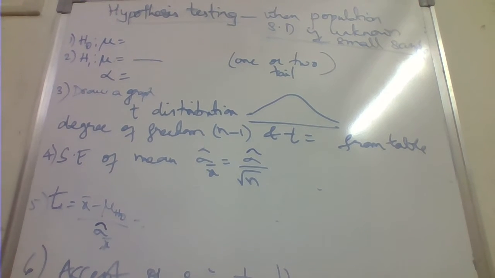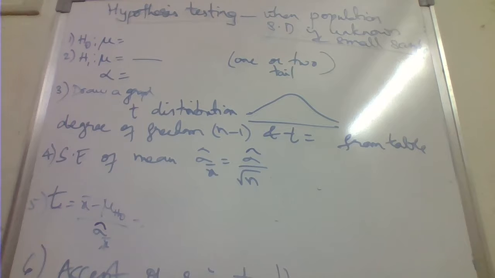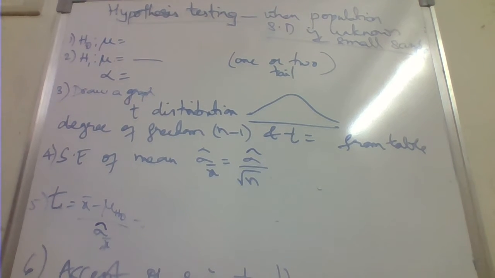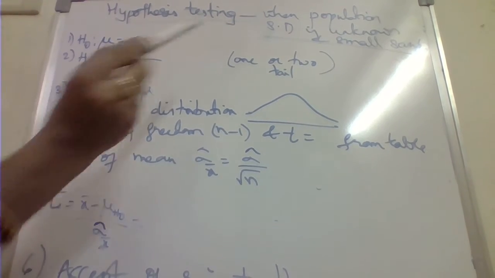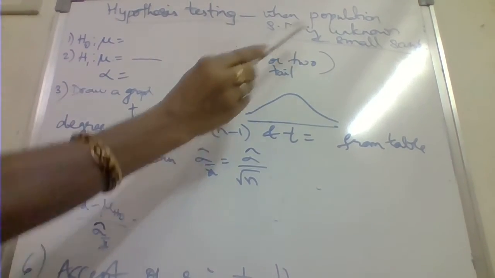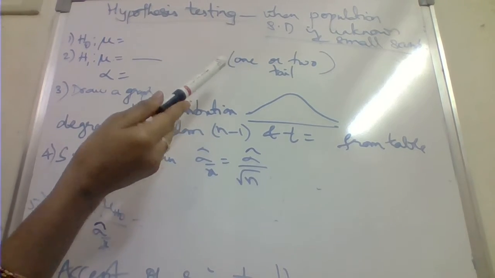Hello students, good morning. Today we are going for the next topic, hypothesis testing. In the last class we have seen hypothesis testing for a large sample, that is when n is greater than 30 and when population standard deviation is known. Now we'll see hypothesis testing, same steps, but when the population standard deviation is unknown and for a small sample.